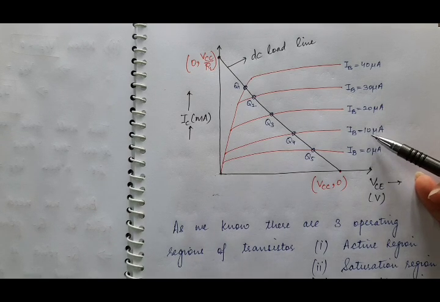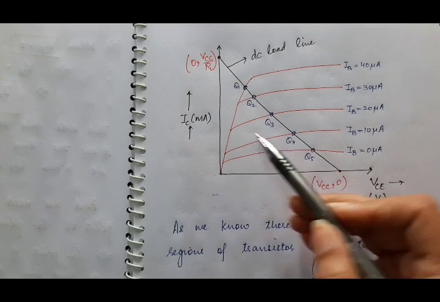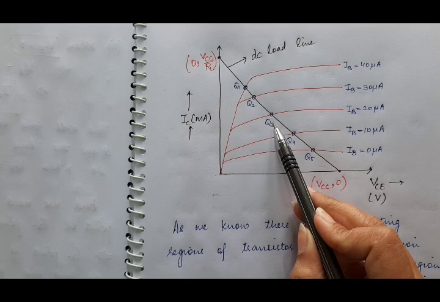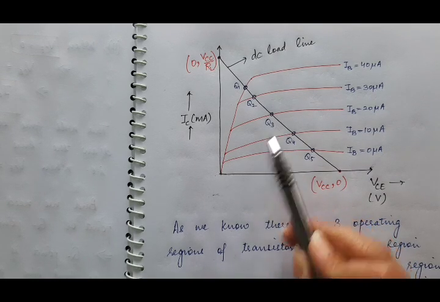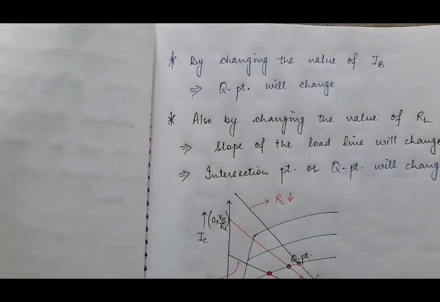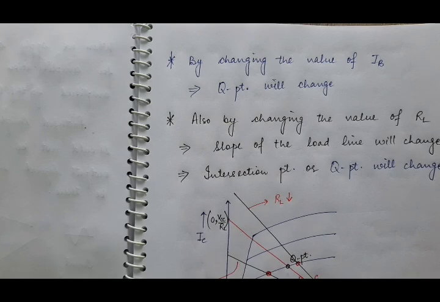Then you can also increase it to 20 microampere, because in that case you will get this curve and Q3 will be the operating point. And Q3 will be the most suitable operating point in this case. Q1 and Q5 are worst. There will be maximum distortion, and in Q2 and Q4 distortion will be smaller, and in case of Q3 there will be no distortion. So by changing the value of base current, you can change the Q point.